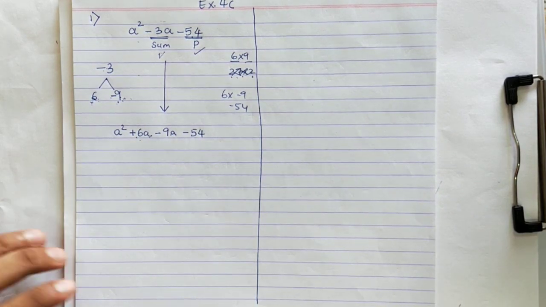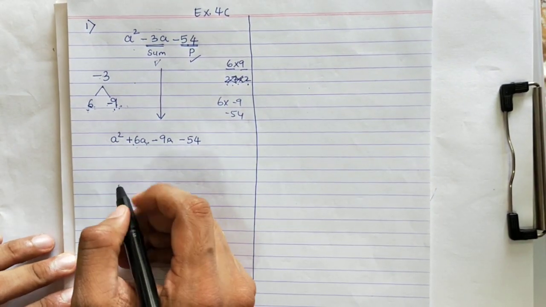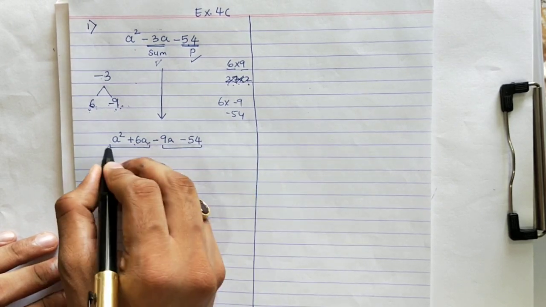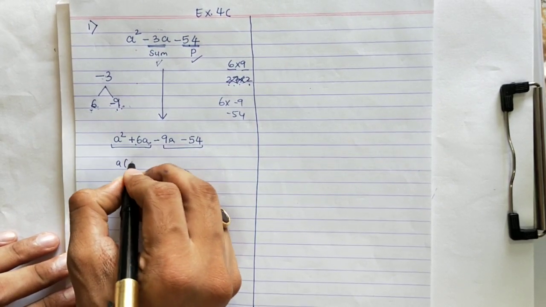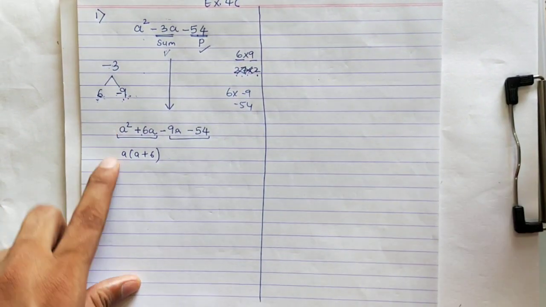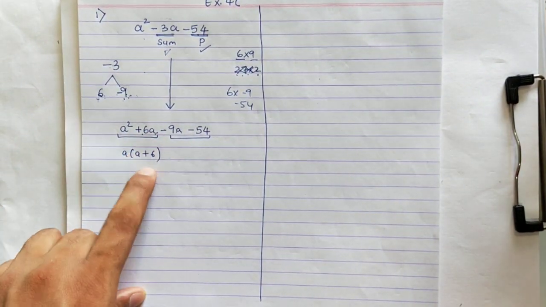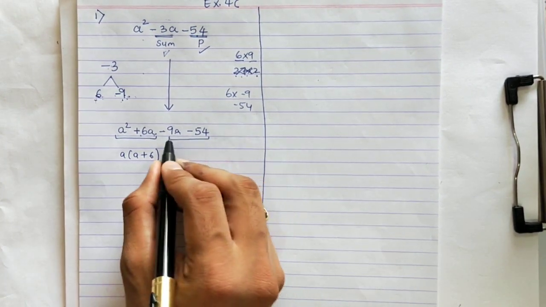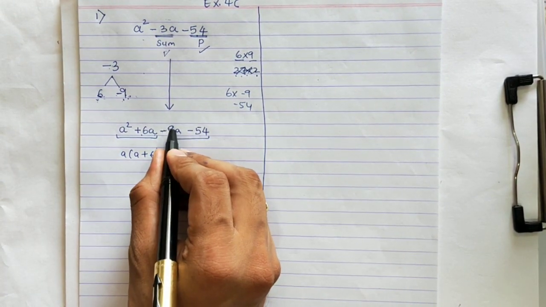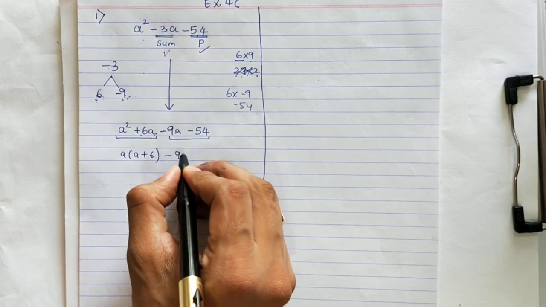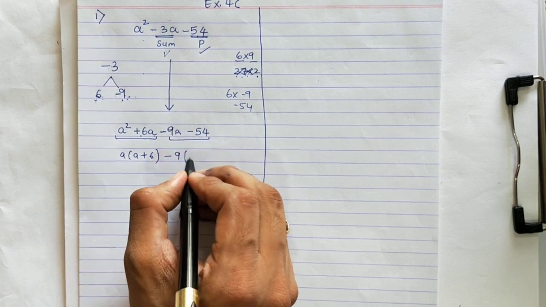Okay, now I'll take common. A square plus 6a. I can take a common here. Here I can take a common. So I'll take a common. A plus 6. From a square, a will remain. From 6a, 6 will remain. Okay. Here I can take minus 9 common from both these terms. So when I take minus 9 common, here a will remain.